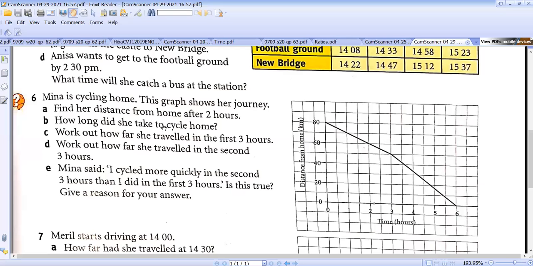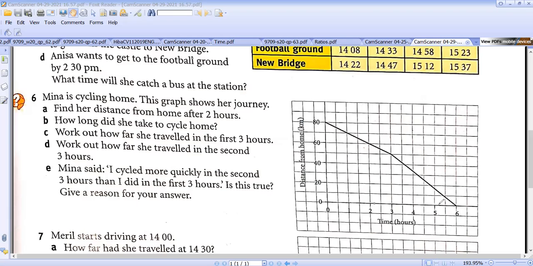This is a video to correct task 6, page 151. So I have Mina is cycling home. This graph shows her journey, and they ask you to find her distance from home after 2 hours.